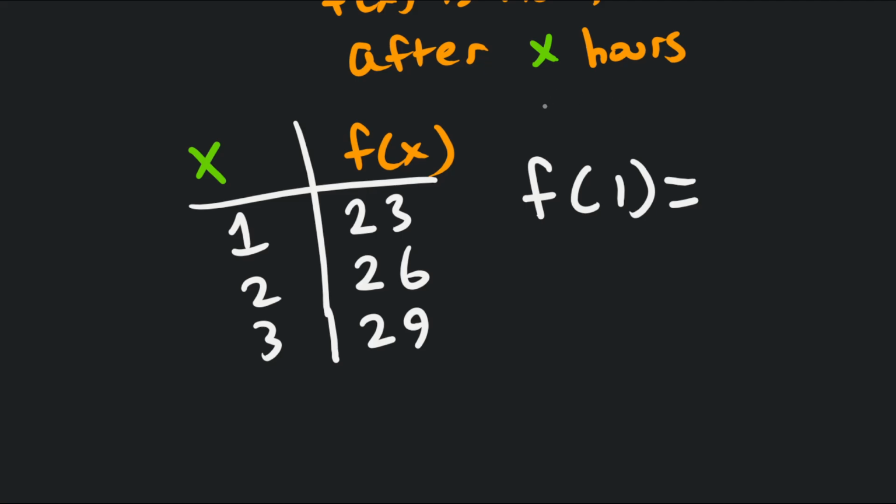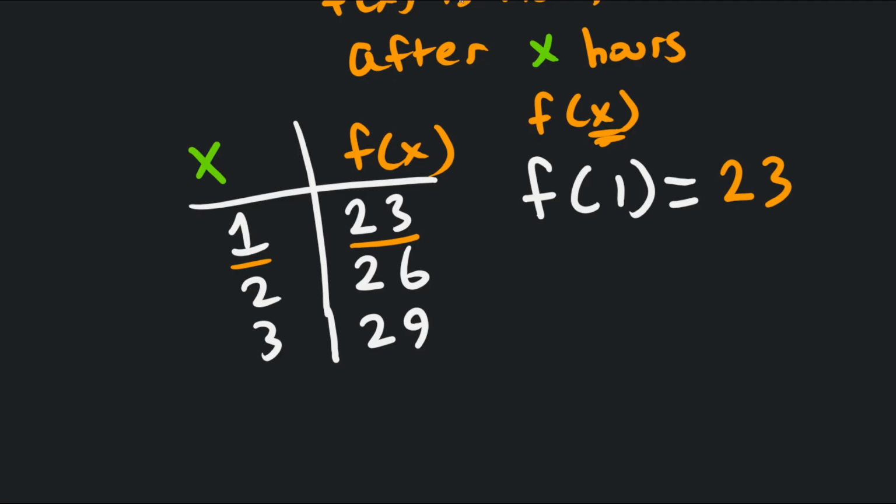So think about this. This is f of x, and x represents what we're inputting. X represents time in this case, how many hours. So what does f of 1 mean? That means how much money have I made after 1 hour. That's f of 1. And f of x right here, if x is 1, then it's 23. So f of 1 is 23.